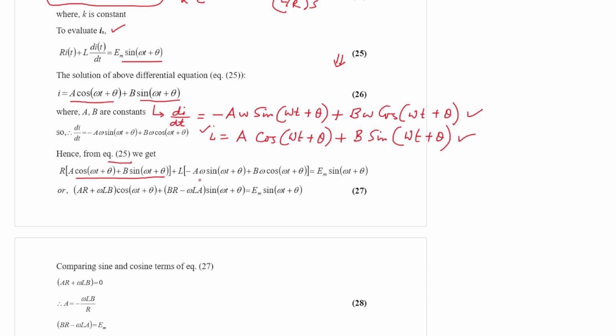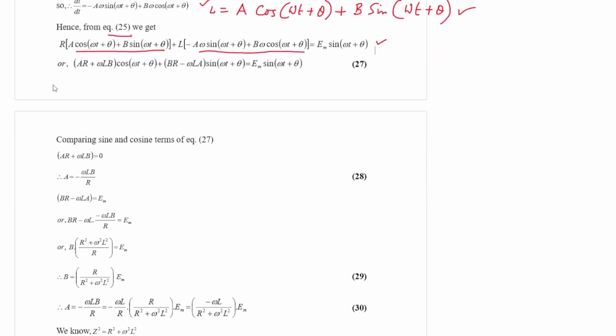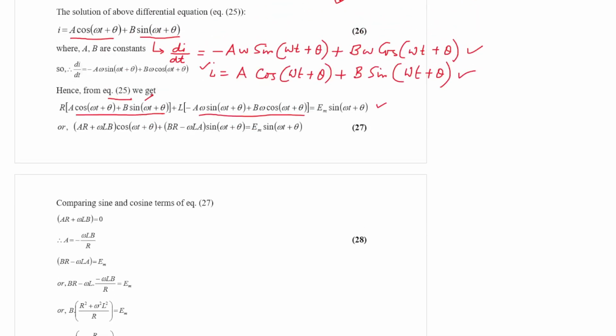So L into dI/dt. dI/dt is this, minus A omega sin(omega t plus theta) plus B omega cos(omega t plus theta), and that should be equal to Em sin(omega t plus theta). So essentially this is I, and this is dI/dt. Now if you simplify, if you take cosine terms together, with this cosine term you have AR, and with this cosine term you have omega BL, or omega LB.